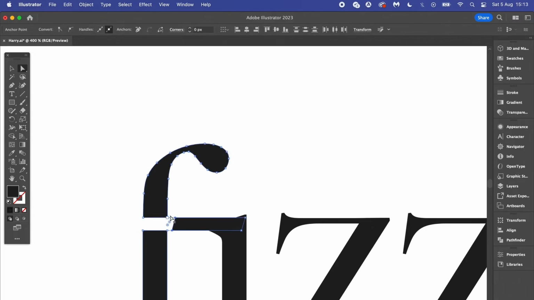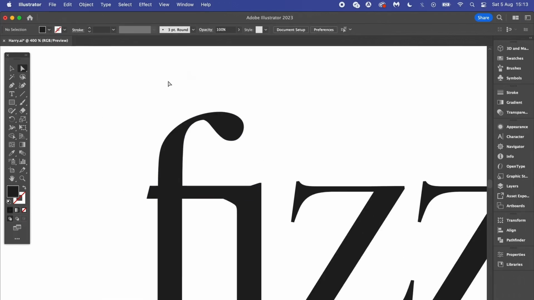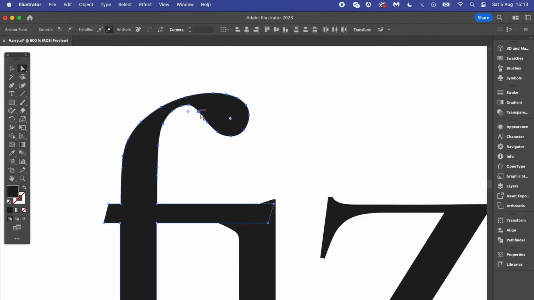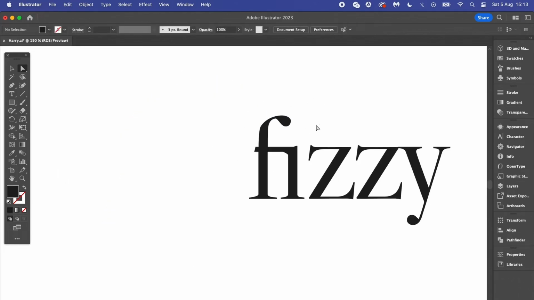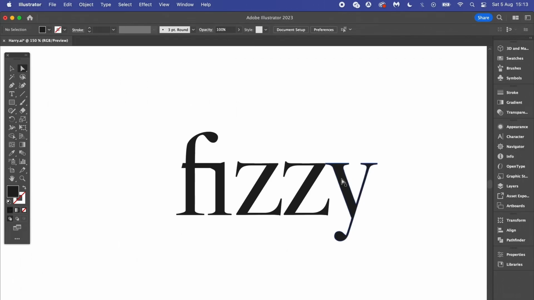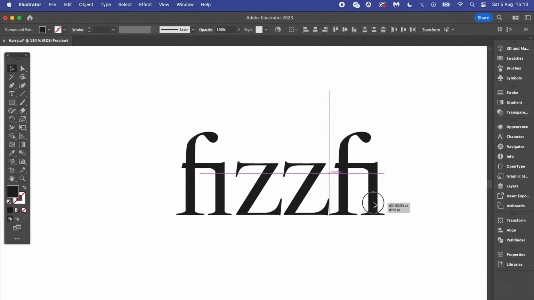So I'm just using the direct selection tool here to manipulate the anchor points on my lettering, and then to extend the F here, which is also the lower part of the Y, when flipped over of course. Speaking of which, I don't actually need this Y anymore. So you can probably see where I'm going with this.